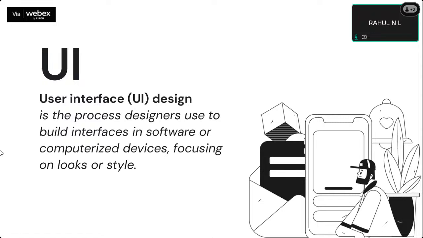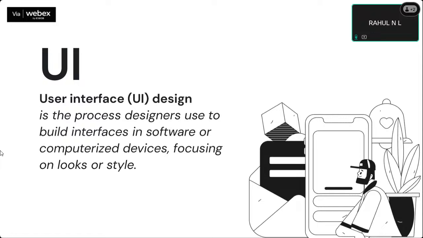First, we will define what is UI. UI is a process where you work on beautifying things. You focus on the looks or styles of any product you're building. I won't say it is just for software or just for building mobile apps. It may also be for building a product. Say you build a chair or a Bluetooth speaker, right? How beautiful it looks, that is UI design. So the full form, as it says, is user interface design, how a user sees it. It's a process designers use to build interfaces in software or computerized devices, focusing on looks or styles. That's a simple thing, right? That is UI for you.